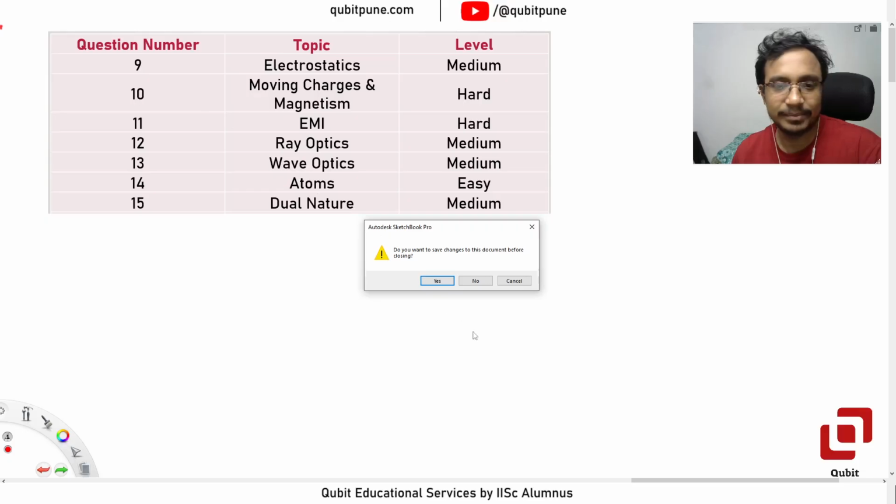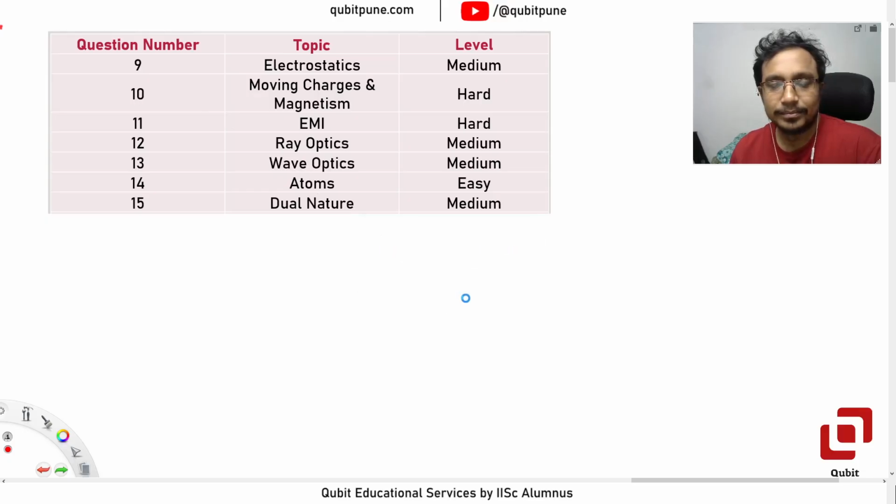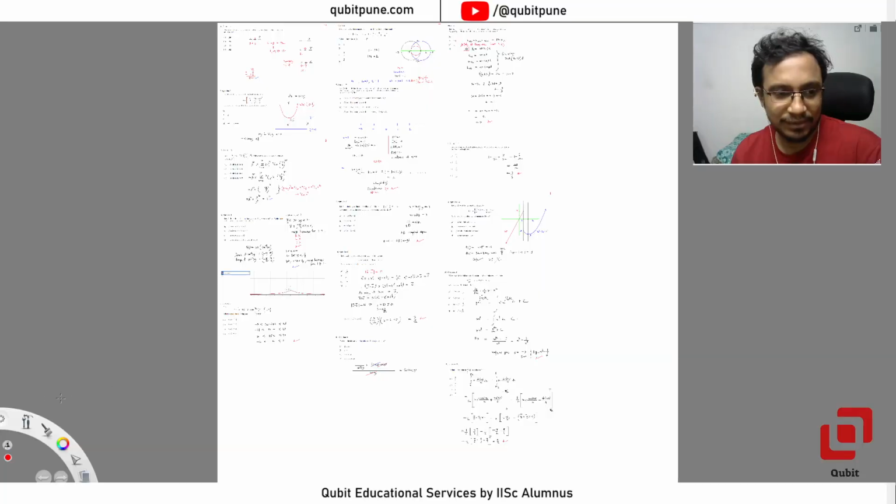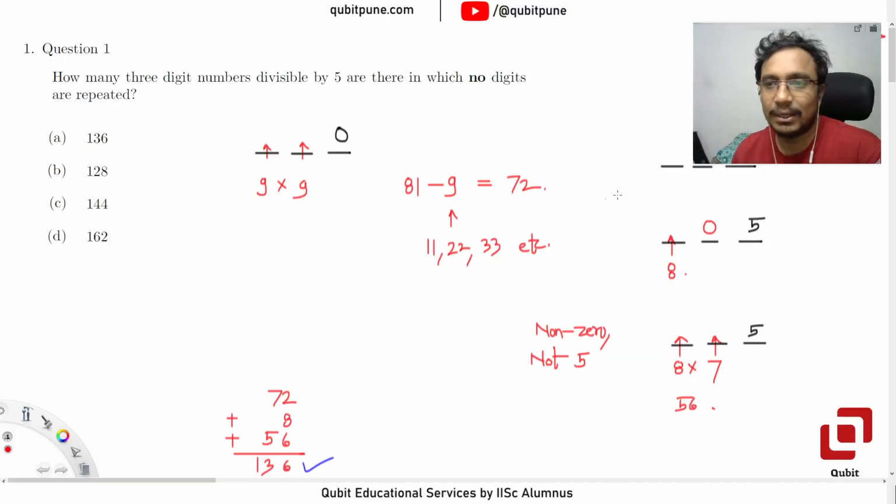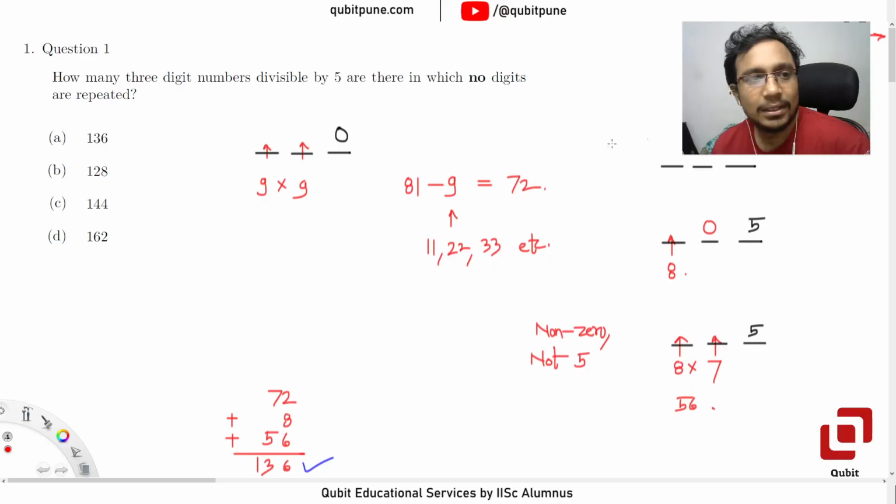I'll start with maths. Now I have the solutions ready. If you think you have a better solution, you can. How many 3-digit numbers divisible by 5 are there in which no digits are repeated? 4 options were there. Of course, now because 136 is the answer, we really don't need to worry about that.